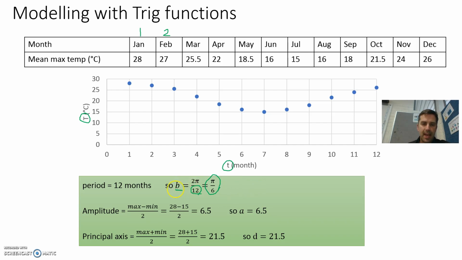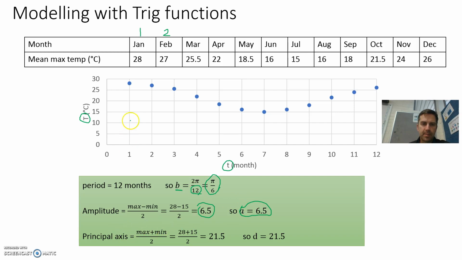We can then work out the amplitude. So the amplitude of the sine model is just basically halfway from the highest possible value to the smallest possible value. So max minus min divided by 2, which in this case gets us 6.5. So that gives us our value for A in the model. So we've got A and B now.